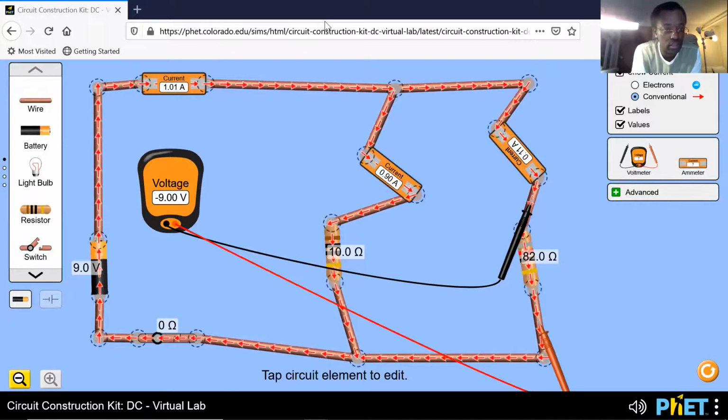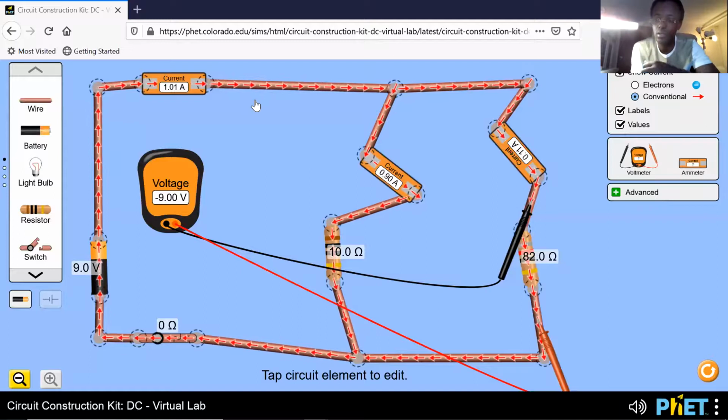Professor, I have another question. Regardless of whether it's a parallel circuit or a series circuit, the voltage of the battery will remain the same, right? Yeah, we're not changing it, because we're using the same battery. The battery's voltage doesn't change.